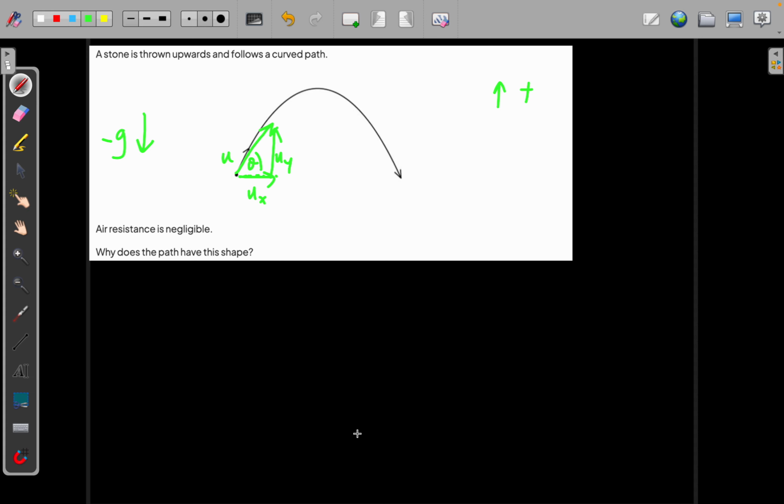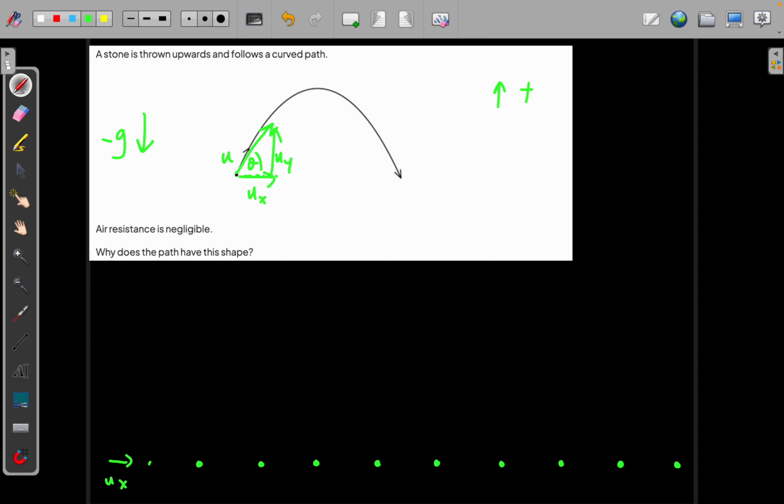So the motion in the x direction, so say ux in this direction, or its speed in the x direction, doesn't change. So let's say you took snapshots in time. In the x direction, it would be constant like this, so just equal distances traveled in the same time. So that'd be the x direction.